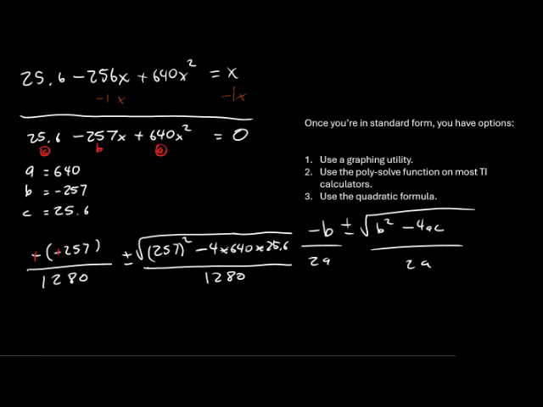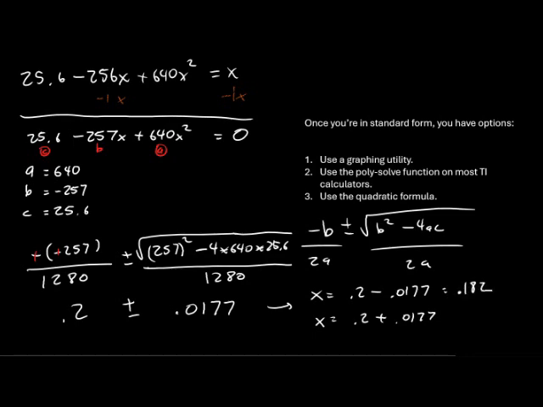Then we can go to a calculator to simplify these fractions. Our result for the first fraction will be 0.2, and the result for the second fraction will be 0.0177. Therefore, our first possible x is 0.2 minus 0.0177, and our second x is 0.2 plus 0.0177. Therefore, our first answer, when we subtract, is 0.1823, and our second answer is 0.2177.